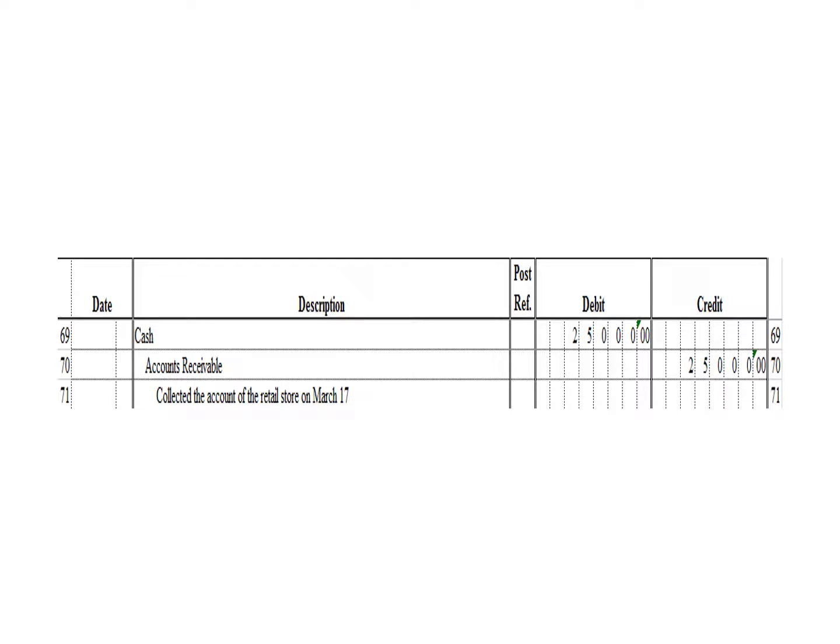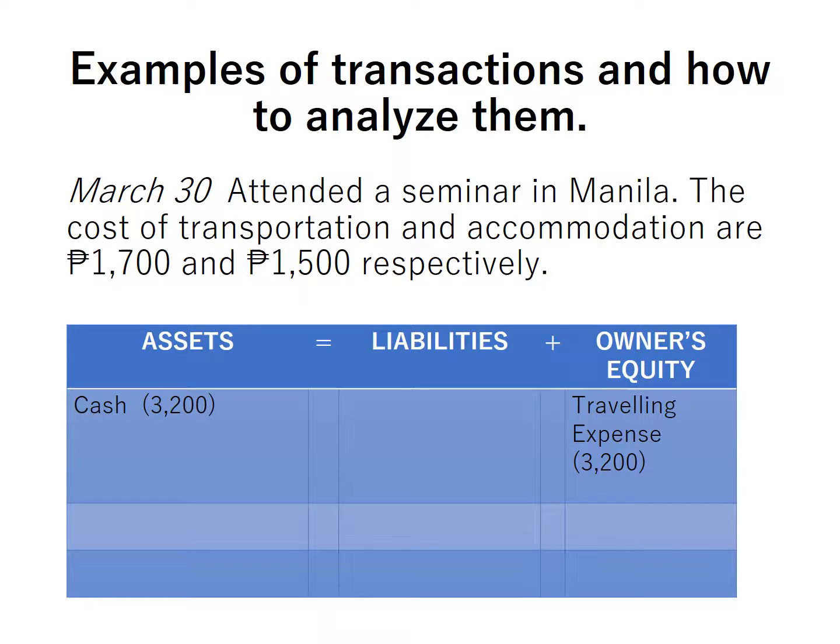We credited accounts receivable because there was a collection. Every time there's a collection, accounts receivable will be decreased. How do we show a decrease in accounts receivable? We credit it. The description, collected the account of the retail store on March 17.